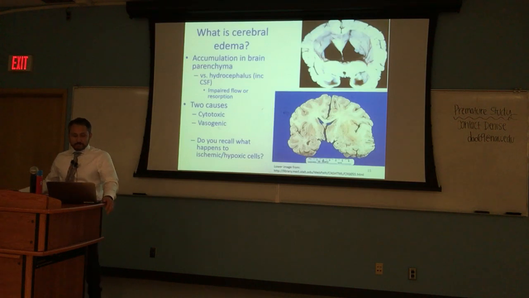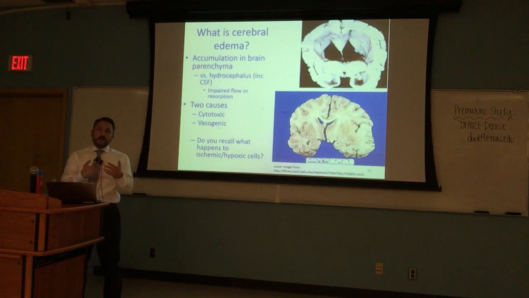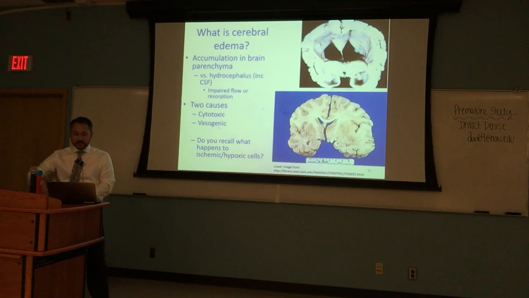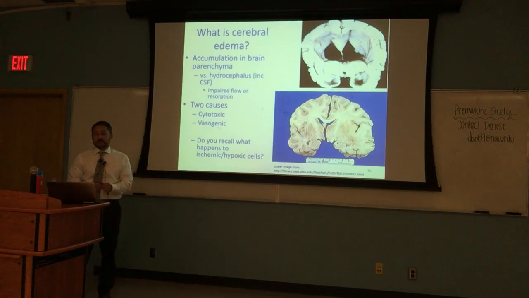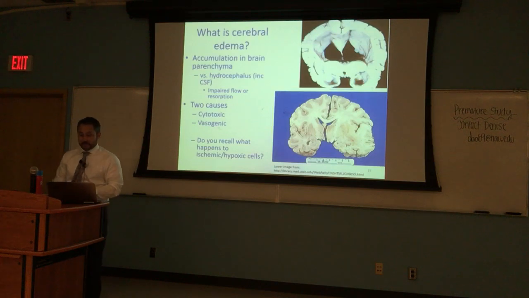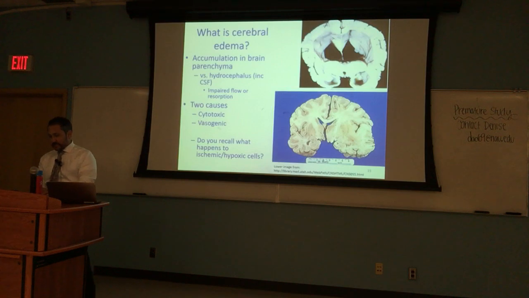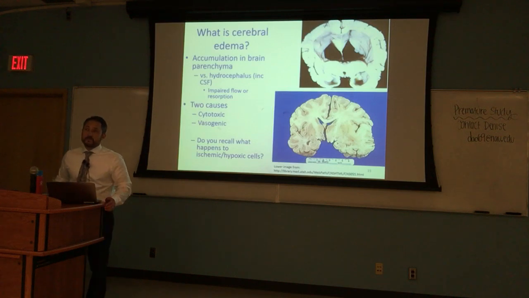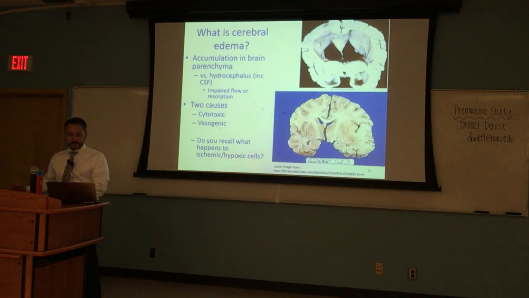Vasogenic is where the blood-brain barrier is disrupted and the fluid leaks in. Vasogenic is referring to the vasculature, in other words. A lot of times the inflammation with vasogenic edema is because there's a tumor. There's a lesion.